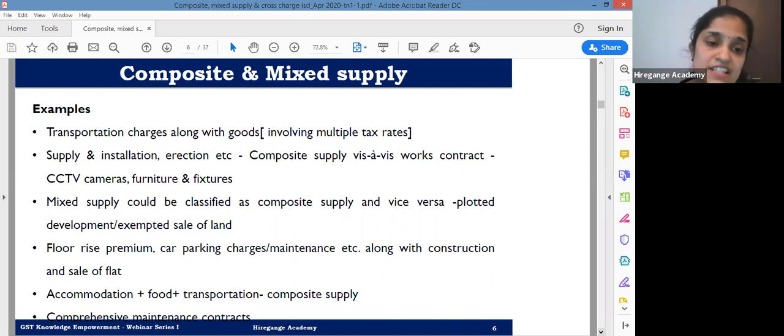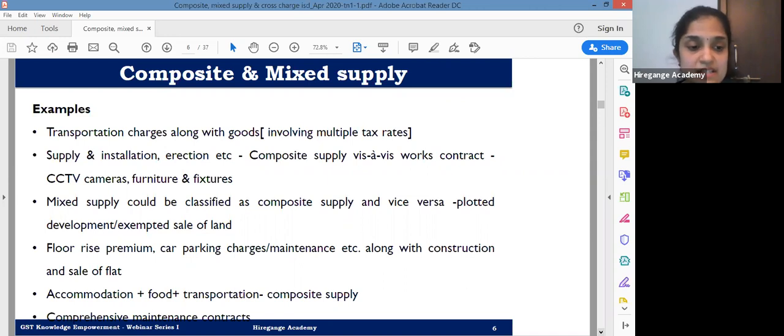So I would say again it is a composite supply, because the person is coming for the construction service of construction and sale of flat to the developer. These are all incidental. Floor rise premium, Vastu charges, car parking charges are incidental. So treat it based on the predominant supply, offer it to 5% tax, including the land value.